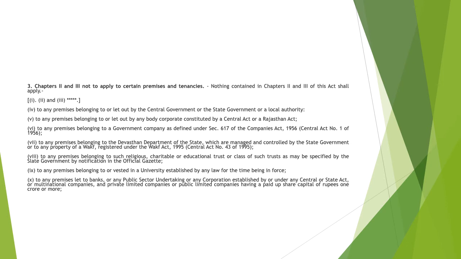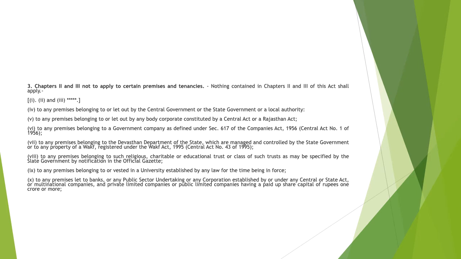So, Chapter 2 and Chapter 3 not to apply to certain premises and tenancies. Nothing contained in Chapter 2 and Chapter 3 of this Act shall apply to first, second, and third, which are omitted. Then the fourth clause is to any premises that is belonging to or it is let out by the central government or by the state government or by a local authority.